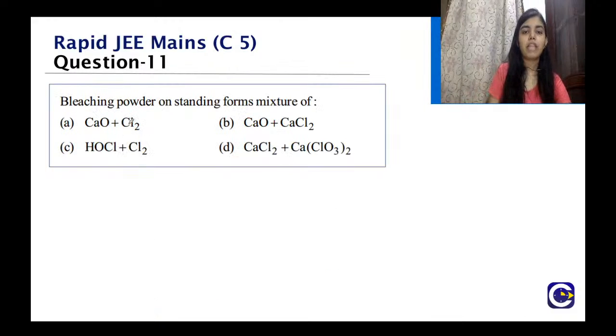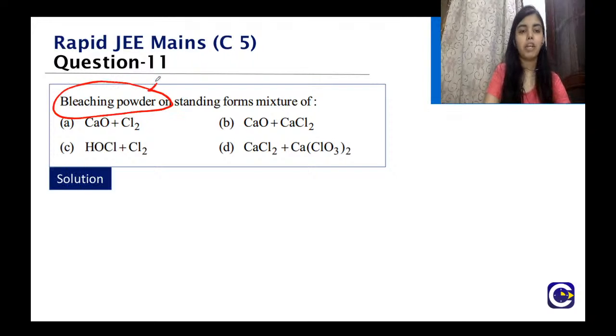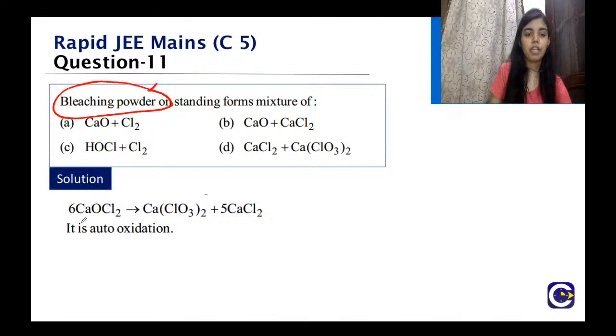Bleaching powder on standing forms a mixture of, see, for this you have to remember the formula of the bleaching powder. Calcium oxychloride, CaOCl2, is known as the bleaching powder. Now on standing, it decomposes into Ca(ClO3)2 and calcium chloride. So it is called auto-oxidation. That means bleaching powder on standing forms a mixture of option D.